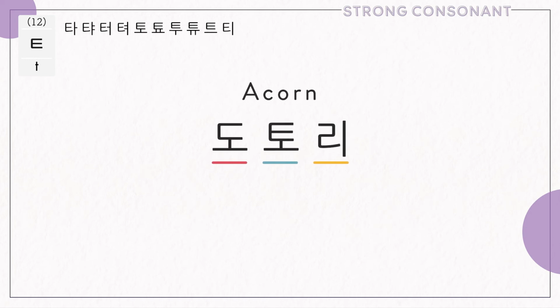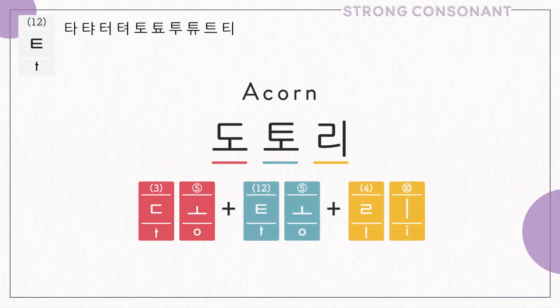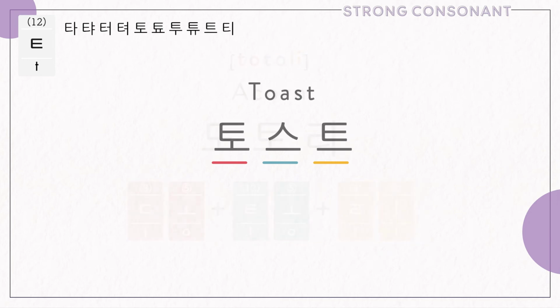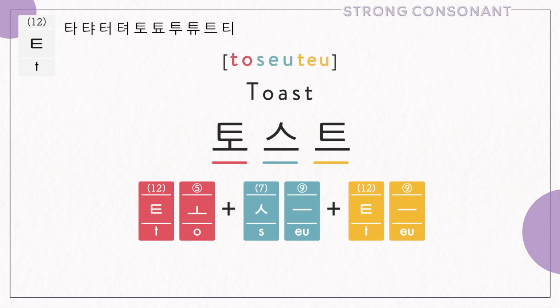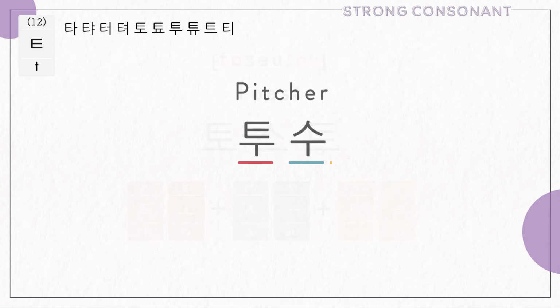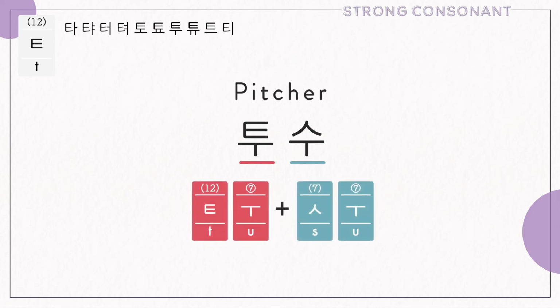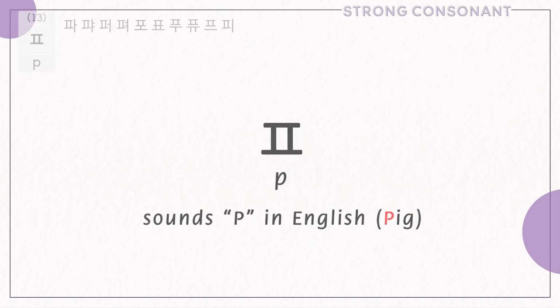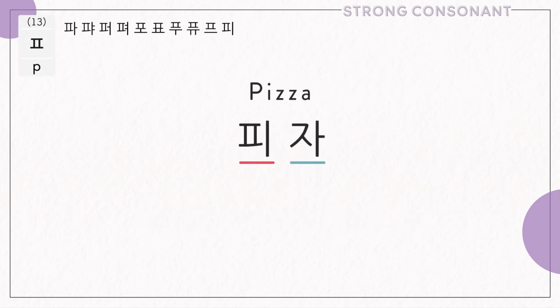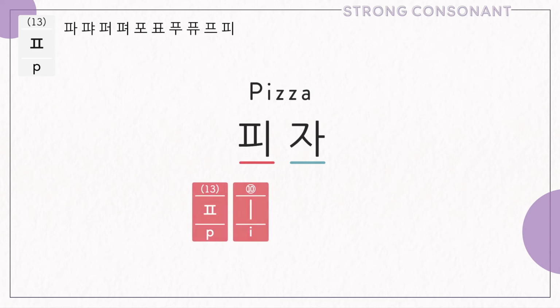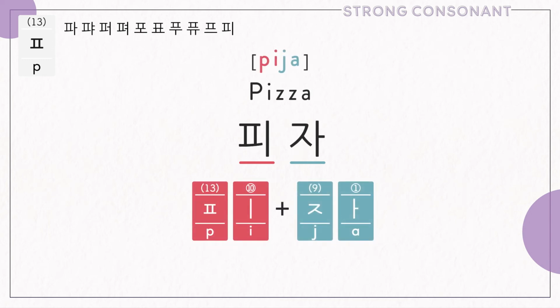Acorn, totori, is to plus d, totori. And toast, toast, is to plus t, toast. Picture, tooth, is tu plus su, tooth. Next is P sound. Pizza, pizza, is p plus ja, pizza.